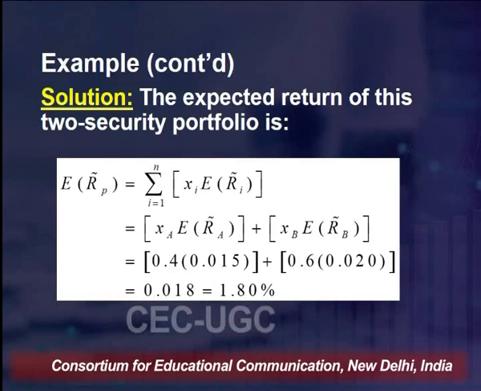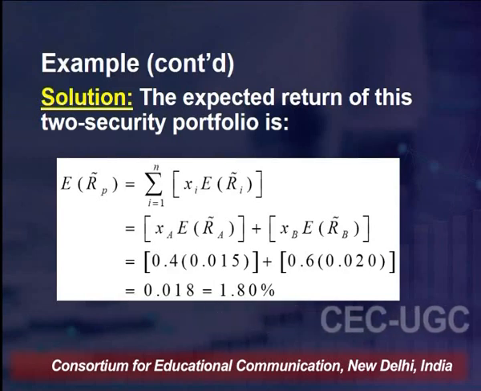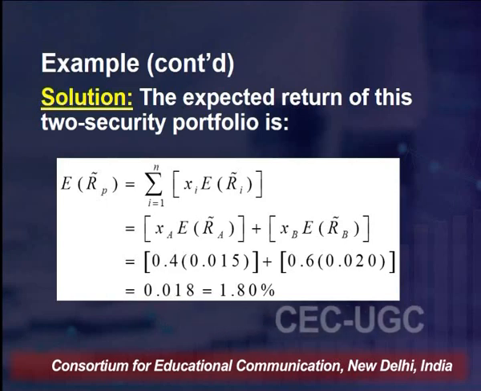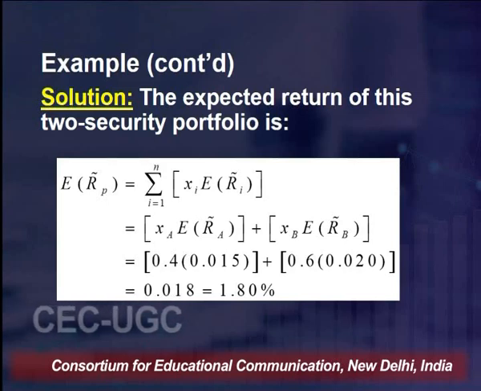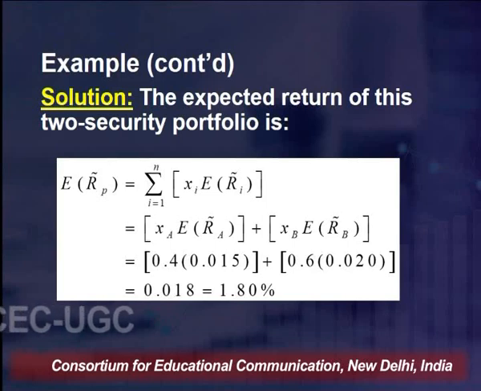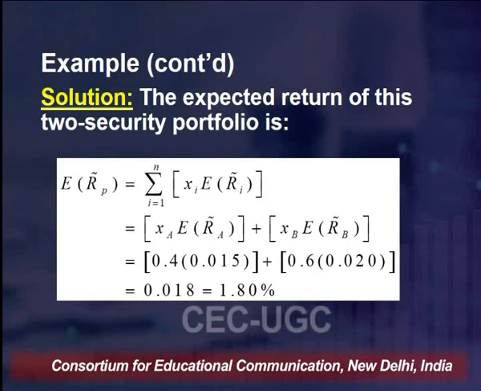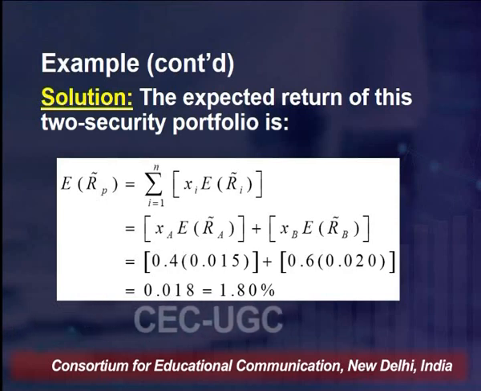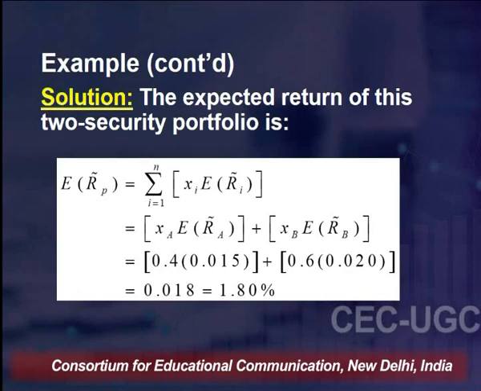The expected return of this 2-security portfolio, as we have discussed earlier, we can calculate by taking the weighted average of the individual returns of both these stocks. So in this case, we multiply the expected return of stock A with its weight, plus the weightage in stock B, which is 0.6, 60%, multiplied with its expected return. So when we do the calculation, we find out that the portfolio's performance is positive, as we are getting 1.80% as the expected return of this portfolio.